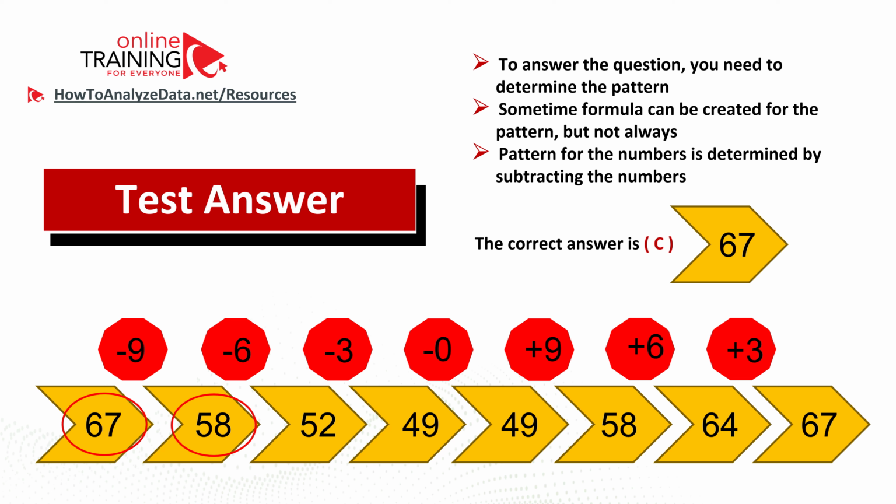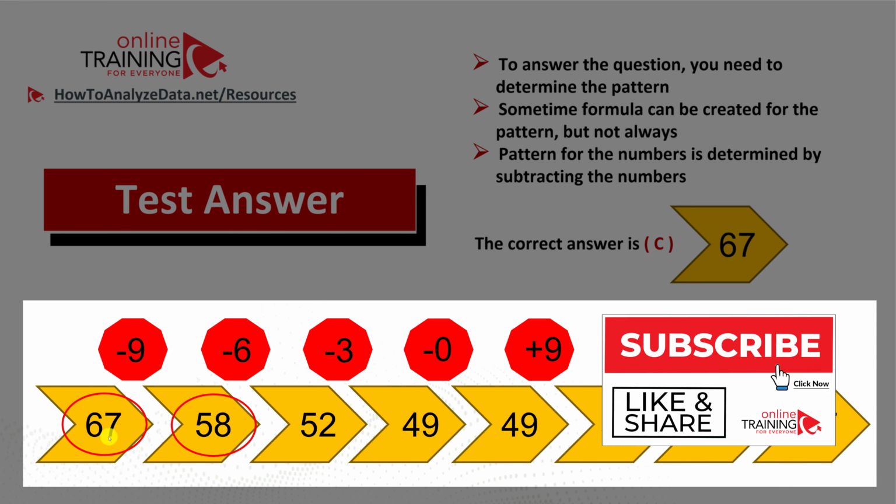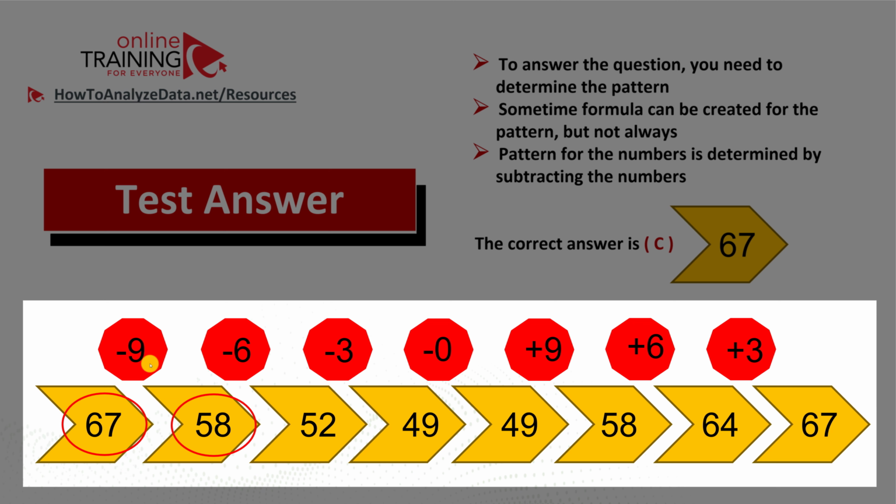But let me share with you my logic and how I came up with the sequence of numbers. If you look at the series of numbers, for example, between 67 and 58, you see that the difference is minus 9. If we put minus 9 on top in between 67 and 58, and then continue and put the differences in between the steps in the numbers, you will see that the differences will account for minus 9, minus 6, minus 3, 0, plus 9, plus 6, and the next number would be plus 3, because if we follow the pattern, that would be the next number. And that's how we came up with the answer of 67.